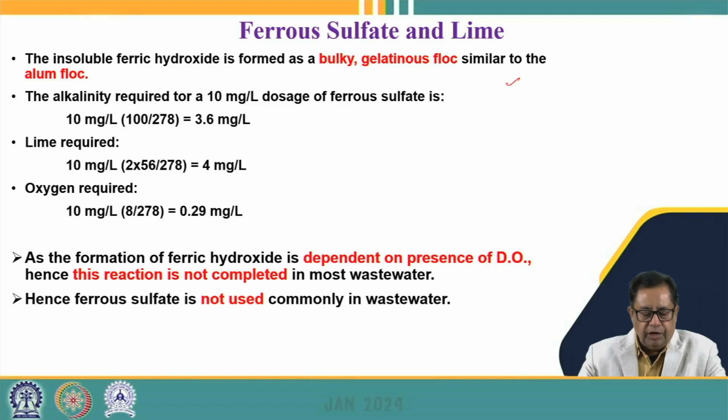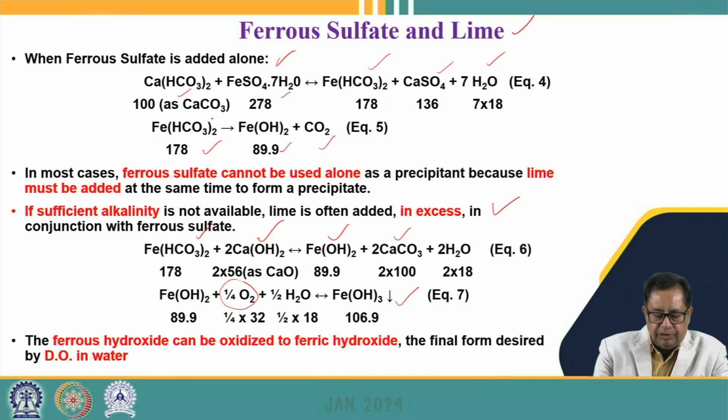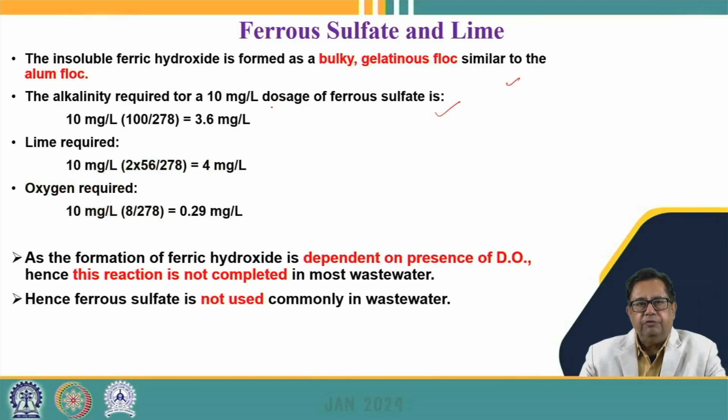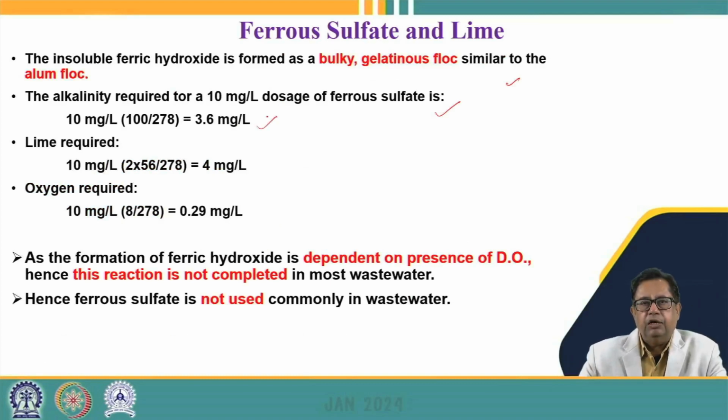So if we want to find out what is the alkalinity which is required for 10 milligram per liter of the dosage of ferrous sulfate, in that case we have to multiply the dose by the alkalinity that is present here and divide by the total amount of ferrous sulfate that we are adding, right? So this will give you the alkalinity which is required for 10 milligram per liter of ferrous sulfate.